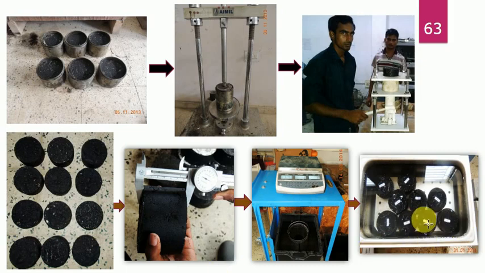Later on you have to put the specimen in a water bath maintaining 60-degree temperature for 30 minutes. So that is the initial procedure, putting the samples in a hot water bath for 30 minutes for the Marshall stability test on the bituminous mixes.